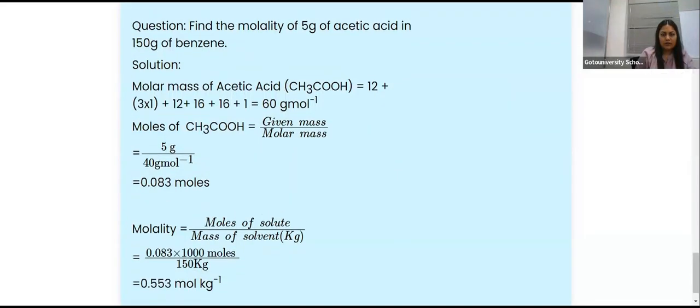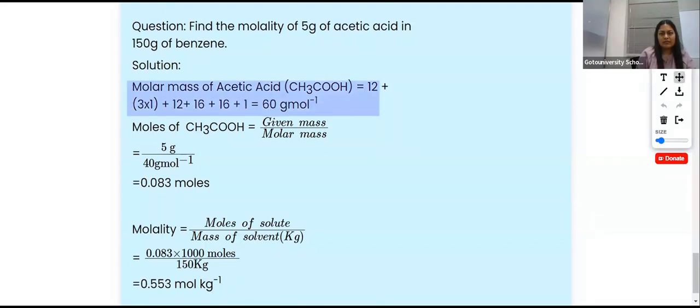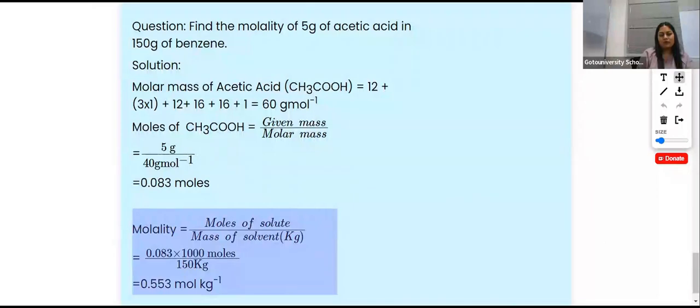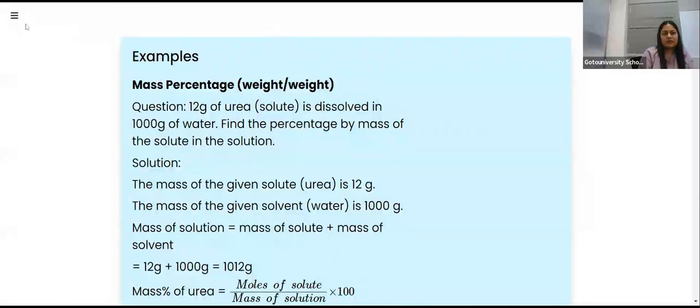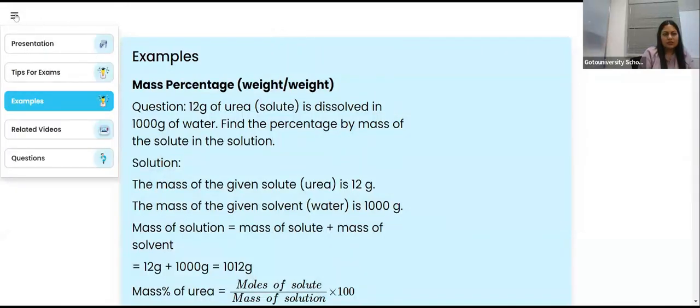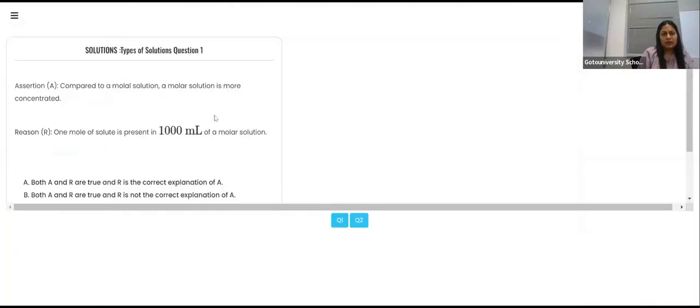So what we have done here, we have calculated the molecular mass of acetic acid, we have calculated the moles, and then we put it in the formula of molality, right? So I hope you can solve all these numericals, whatever come in the chapter or in the exam. I hope these numericals for expressing concentration in solution are clear to you now. Right? Let's look at one or two questions.